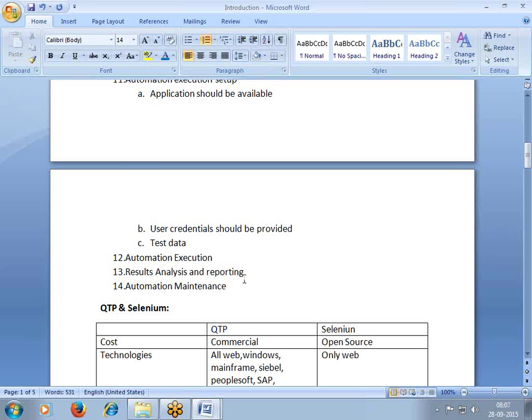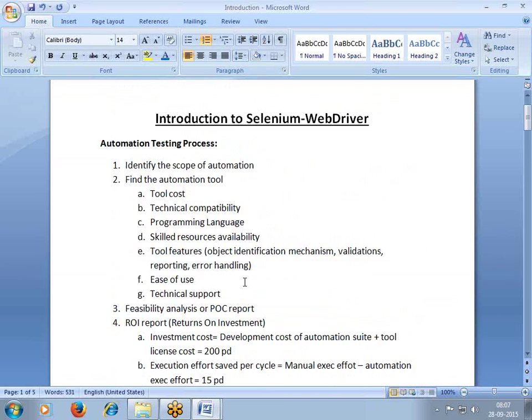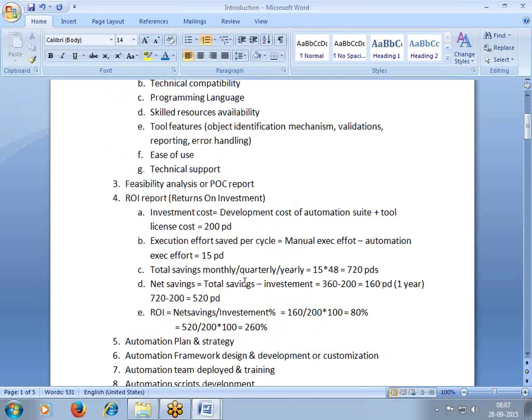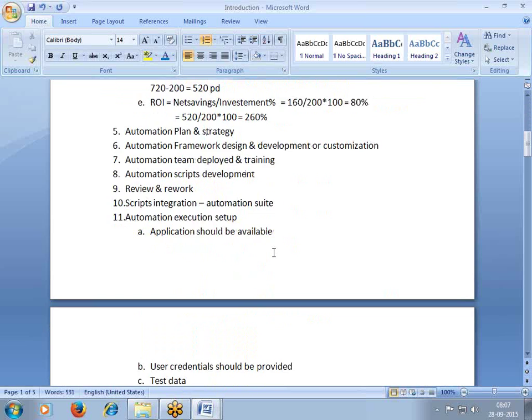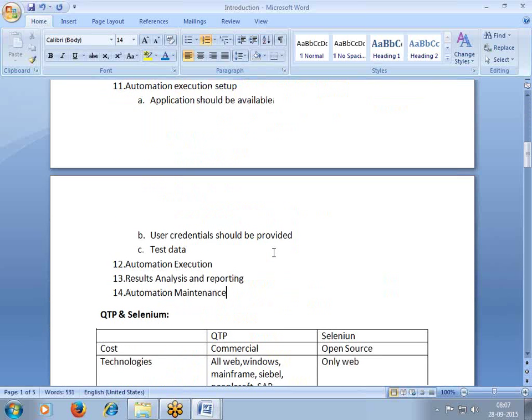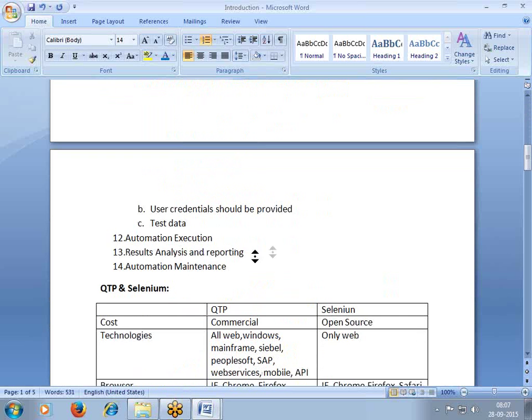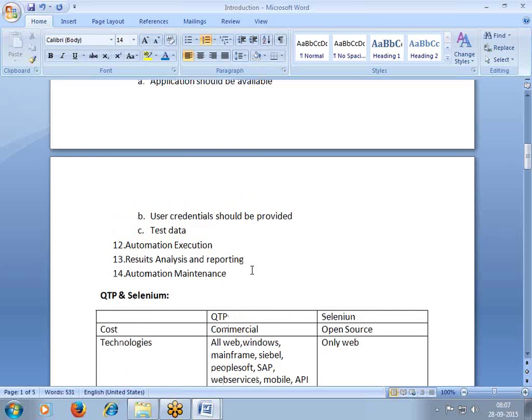Are you clear, Govin? Yes, sir. Automation testing process steps: what steps are involved in an automation testing project, step by step? How do we do automation, and how do we execute automation scripts? After execution, what do we do?